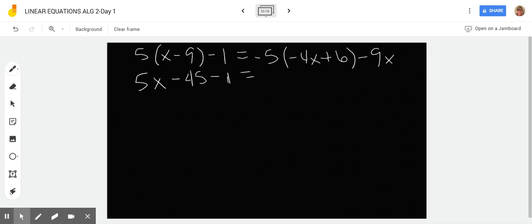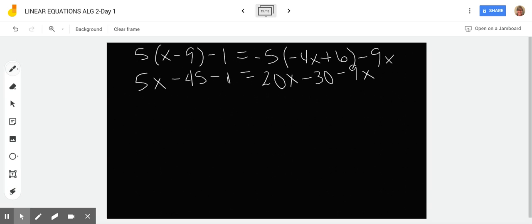When you're doing this, I highly recommend you use your voice and you actually say it out loud. -5 times -4 is positive 20x. And then -5 times positive 6 is -30 minus 9x. Do not try to distribute this 5 to here. It doesn't make any sense.